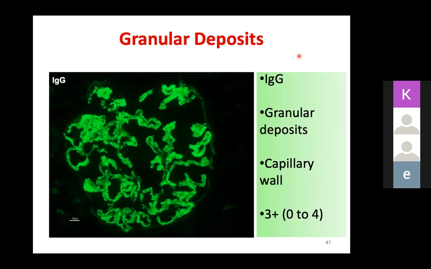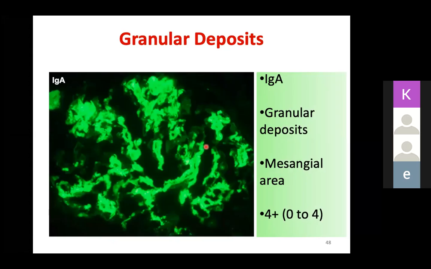Now, this is IgG immunostain, and I see positivity along the basement membranes. Unlike the previous slide where it was only in the mesangium, here I'm seeing it along the basement membranes. Intensity is less than that because I'm still able to discern the pattern. So it's 3 plus granular positivity along the glomerular capillary loops with IgG antibody. This is what we see in membranous.